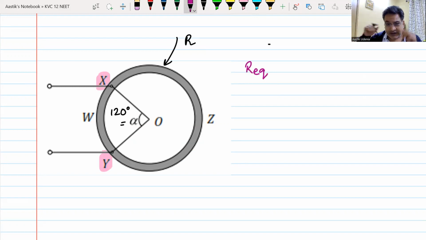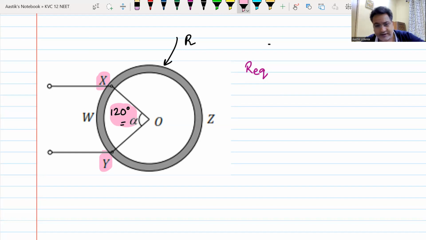Now, the last question was across diameter. This is not a diameter. It is not equally divided. Do we understand this, everyone? I'll give you 2 minutes. So can you explain it again? There are 2 points x and y. The angle is 120 degrees. Previously, we had found out between these 2 points, the angle was 180 degrees. Now the angle is 120 degrees. Do we understand this?